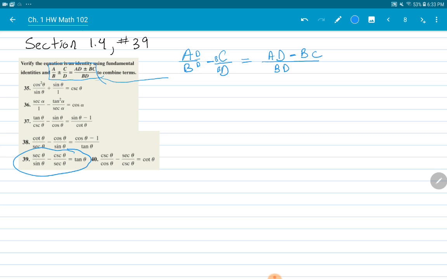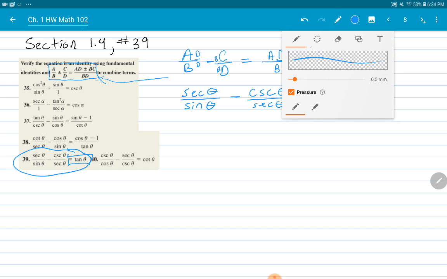So in number 39, we have secant theta over sine of theta minus secant theta over secant theta. And I'll just write down the left-hand side, knowing that we want to get it to equal tan on the right-hand side.